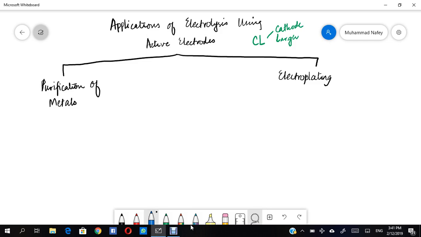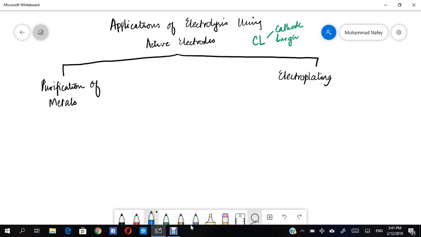Right, coming to the applications now. The first application is purification of metals, but let's first do electroplating. Electroplating is an electrolytic procedure in which we coat a metallic object with another metal.